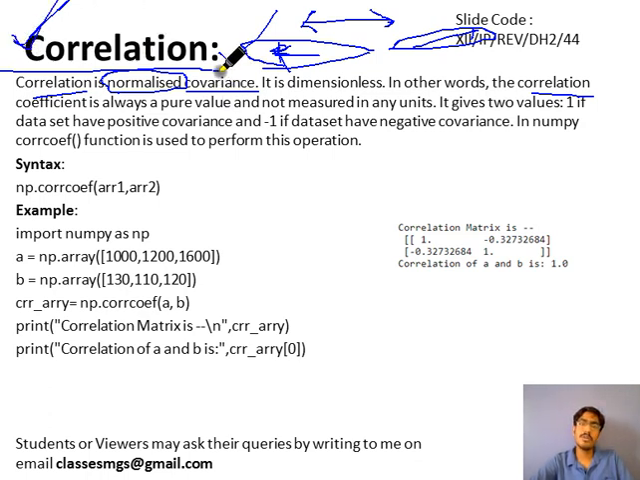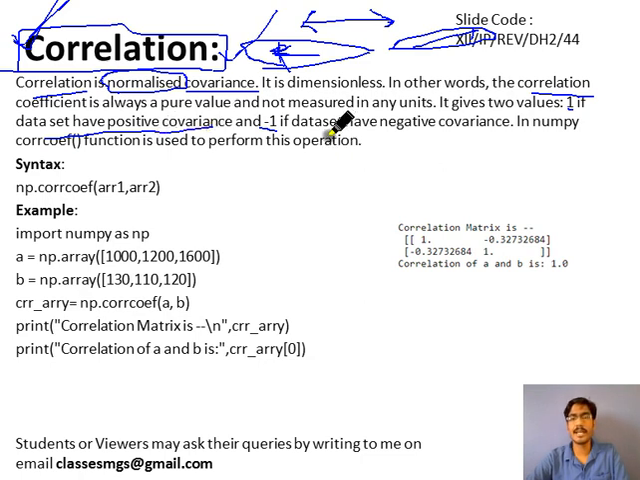But correlation will always show whether these two data sets are similar or dissimilar. Only this will be answered. So it will have two values: 1 if the two data sets have positive covariance, and -1 if the two data sets have negative covariance.